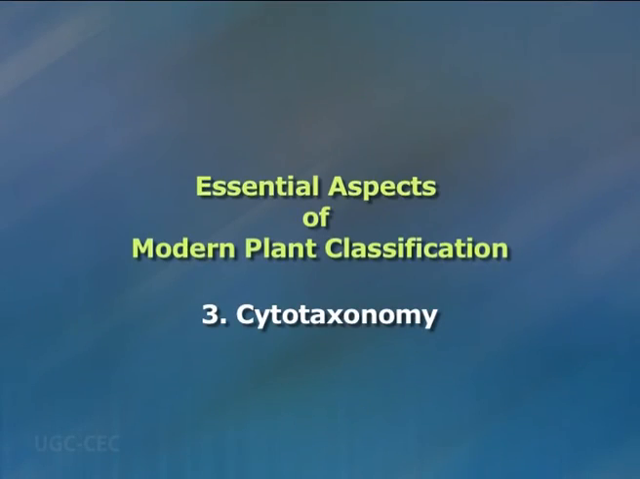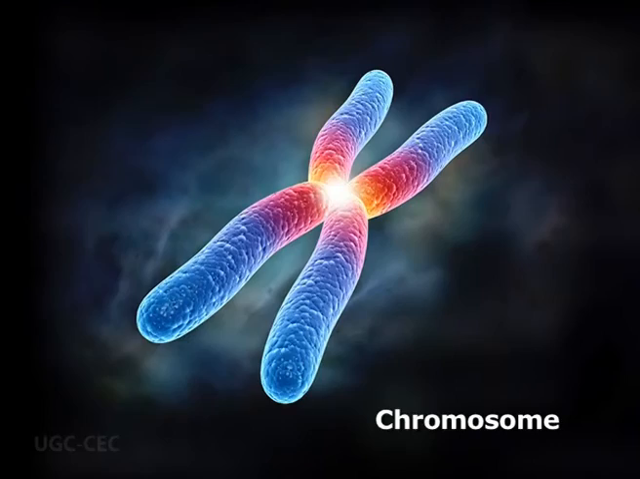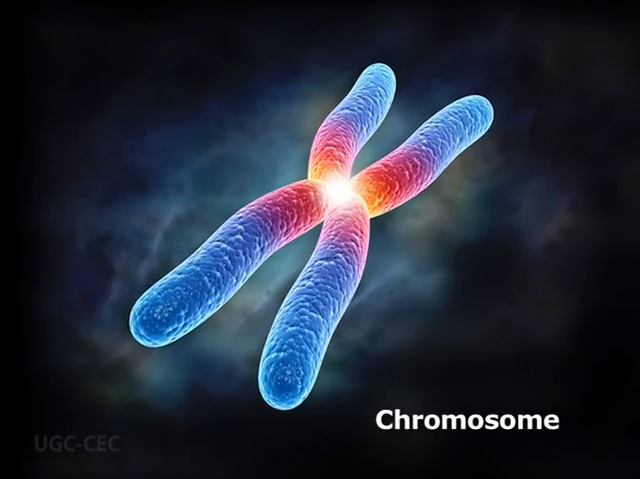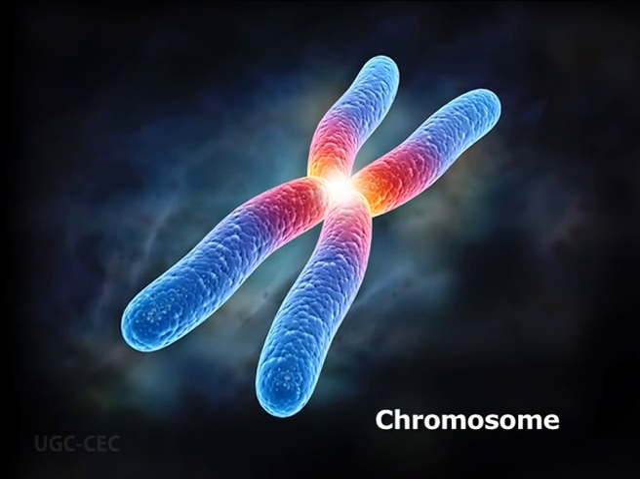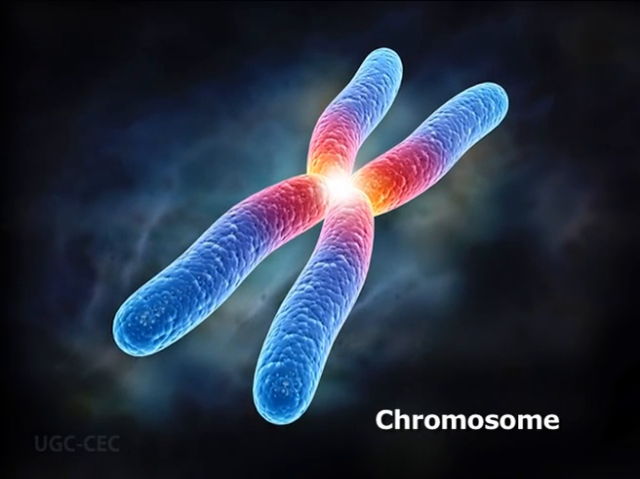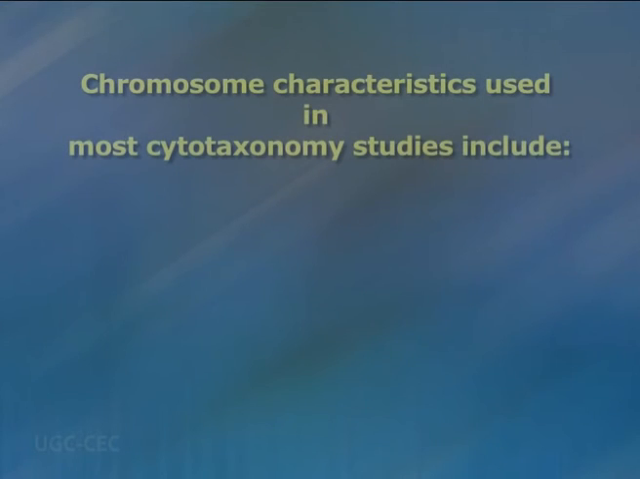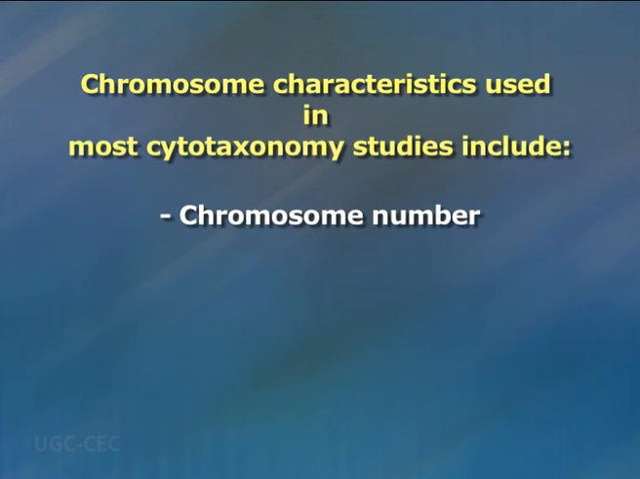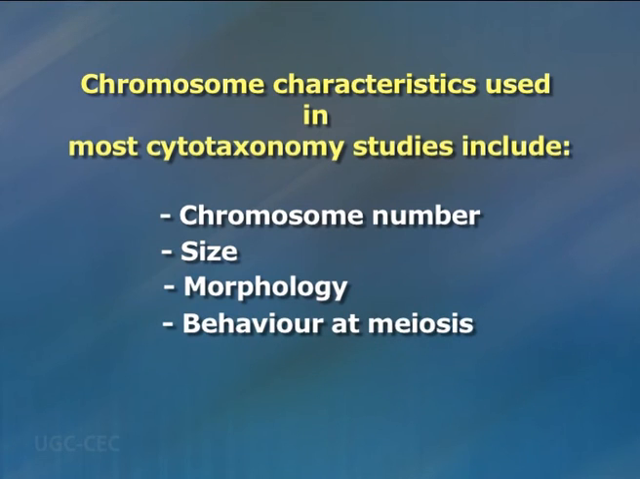Third is cytotaxonomy. Cytology has made an outstanding contribution to taxonomy during the last few decades. Cytology, which includes the study of chromosomes, has made significant contributions in taxonomy. The chromosome characteristics used in most cytotaxonomy studies include chromosome number, size, morphology, its behavior at meiosis and banding patterns.